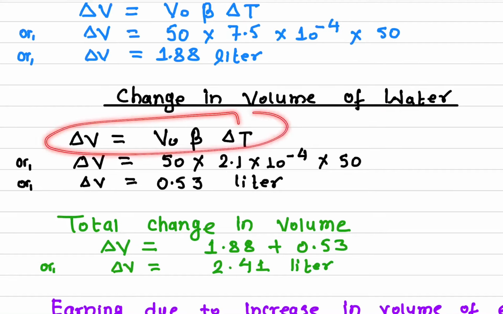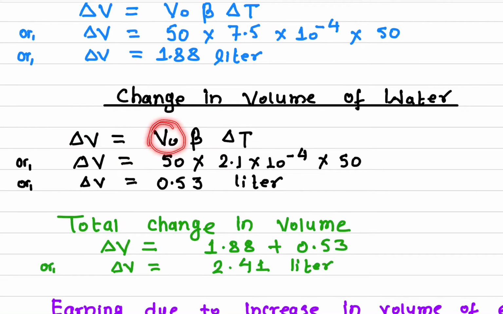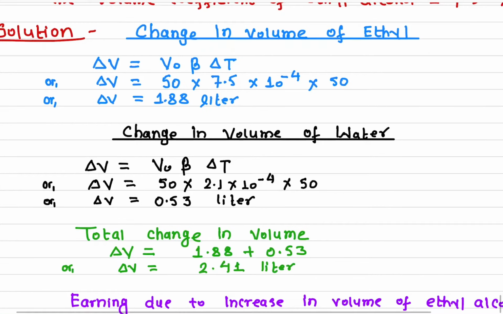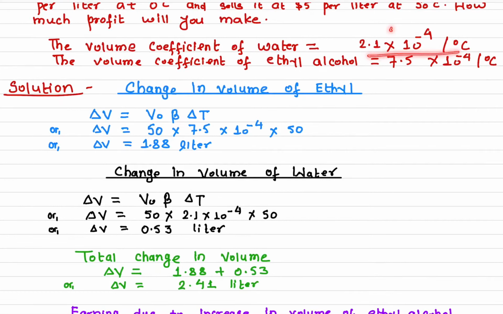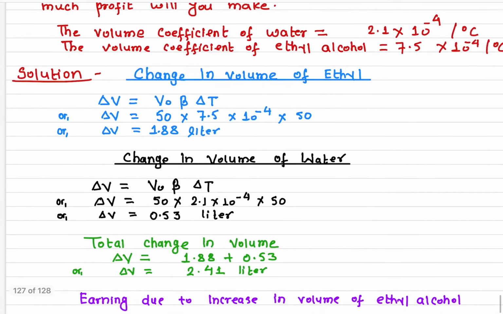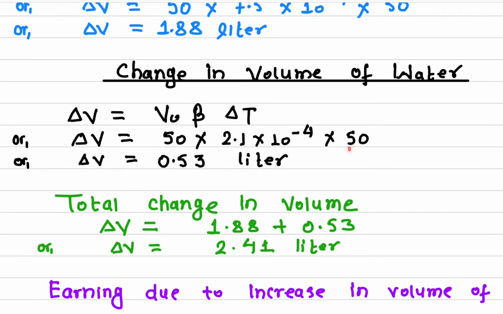Exactly the same formula. And here again is the initial volume, and the initial volume for the water is again 50. And this beta is for the water. And how much is it for the water? 2.1 times 10 to the negative 4. So here I just plug in exactly the same value, and the change in temperature is 50. And if you do the math, we'll get 0.53 liter.